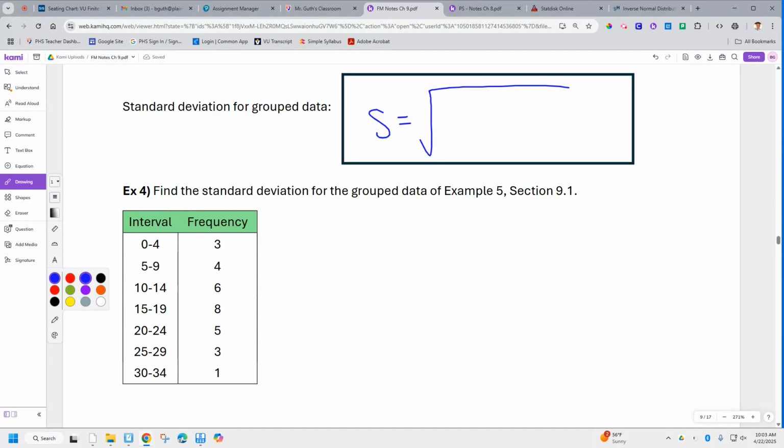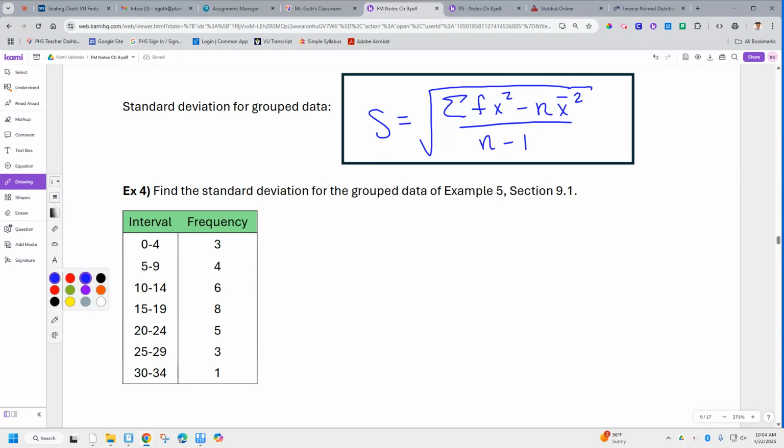S, the standard deviation, equals the square root of sigma fx squared minus n times x bar squared, over n minus 1. It's not hard to calculate. It just takes a little bit of time to build it out. We're going to do that in example 4.